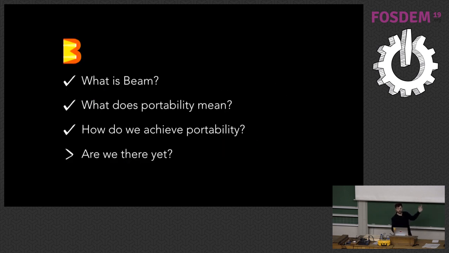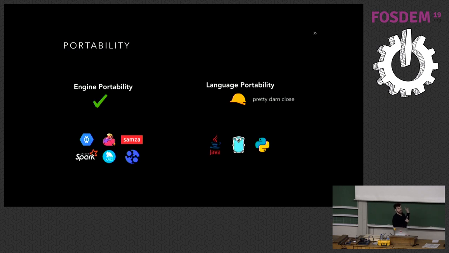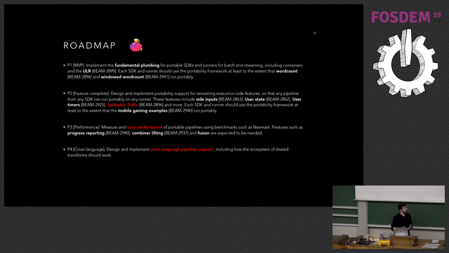How far are we? We have the engine portability, and we have the language portability. Almost, I would say. For developers, you can try it out yourself. I have a link for you in the end. It works. We just have to make it a bit better. We have to tune a bit of performance, although we have estimated only 5 to 10% overhead in most cases. Then cross-language pipeline support needs a bit more specification, but that's going to happen in the next weeks.